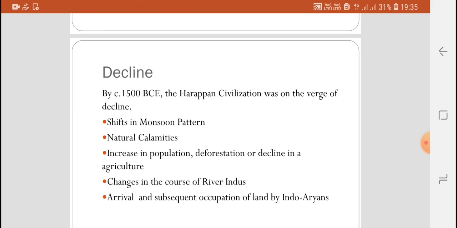Coming to the end of the chapter, we have to understand the decline, how the Harappan civilization came to an end. By 1500 BC, there were shifts in the monsoon pattern, a rise in temperatures, natural calamities like floods and earthquakes, an increase in population, cutting down of trees, decline in agriculture, and also changes in the course of the river Indus, which made the land infertile. The subsequent occupation of land by Indo-Aryans also led to the decline of the Harappan civilization.